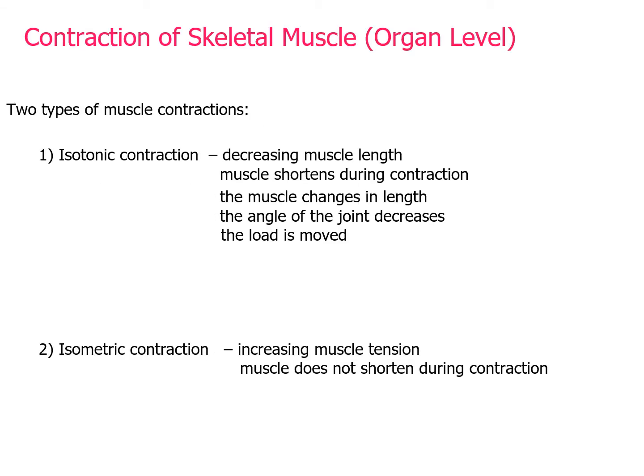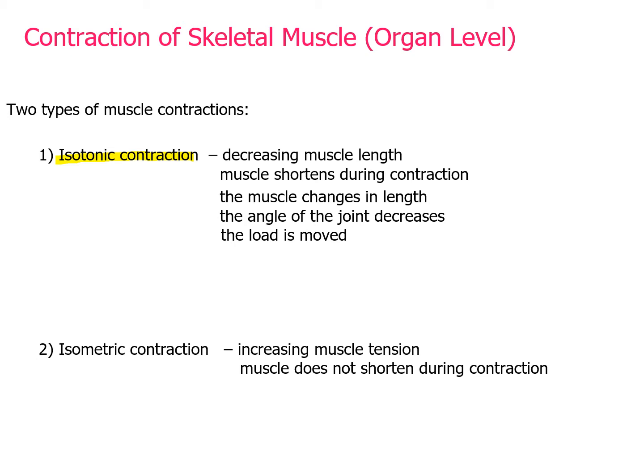Now, it's easier to demonstrate this, but I'll explain it. There are two types of muscle contractions. One is isotonic, and in that case the muscle length is changed, it's shortened during the contraction. So you have a change in muscle length, and the joint across which that muscle is attached moves. The lower part across the joint is moving, so you're moving some kind of load.